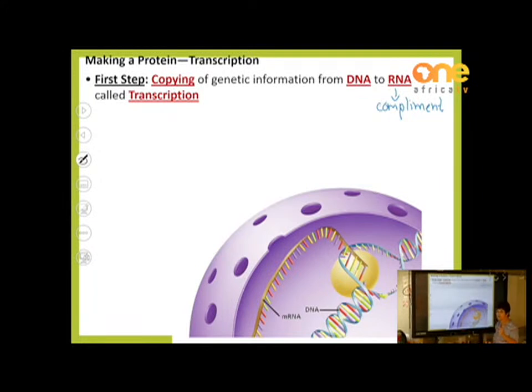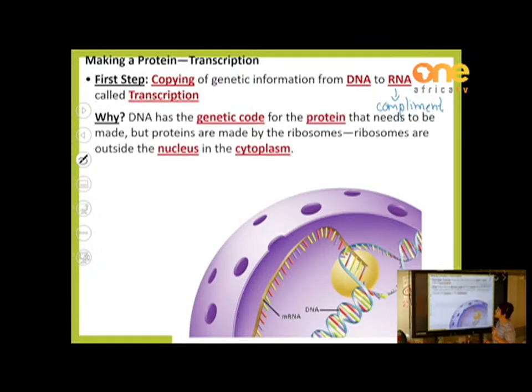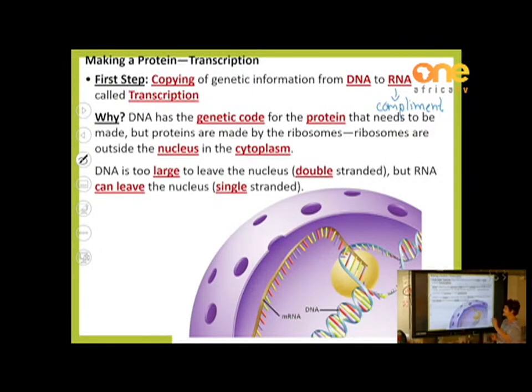You agree? That we call transcription. Why do we have transcription from DNA? Because DNA contains the genetic code for protein. It is needed to get that message to the ribosomes that are outside the nucleus. But the DNA is large and the double helix cannot leave the nucleus.